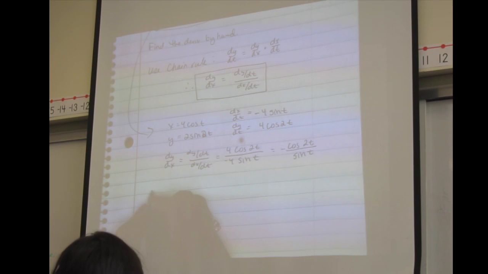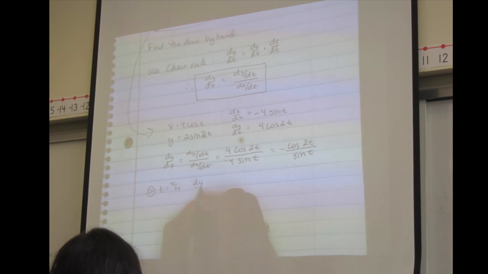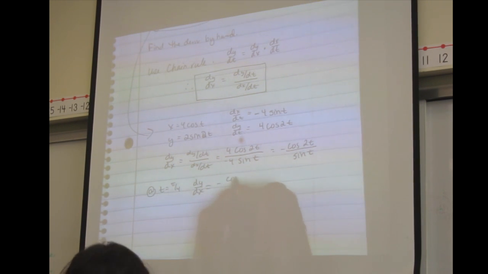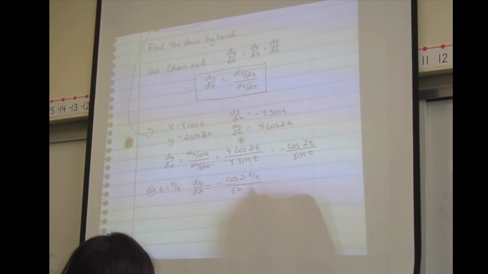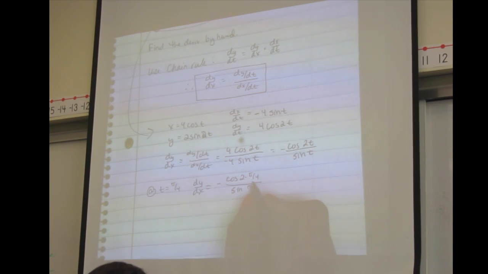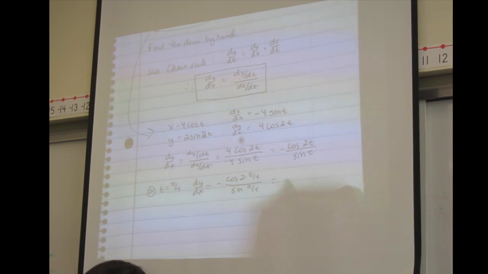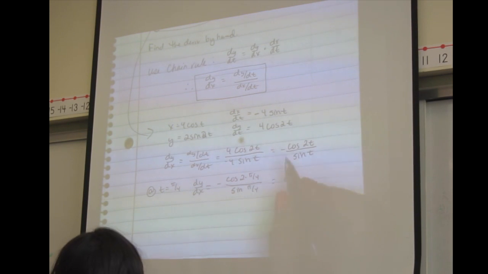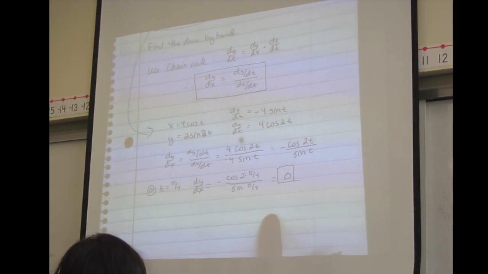Okay, so now at pi over 4, dy dx is equal to negative cosine 2 times pi over 4, divided by sine pi over 4. But this becomes cosine pi over 2, which is 0. And sine pi over 4 is non-zero. So then this whole thing is 0. Okay? So you can find the slope of the tangent line.